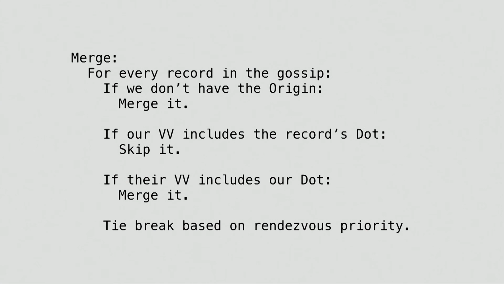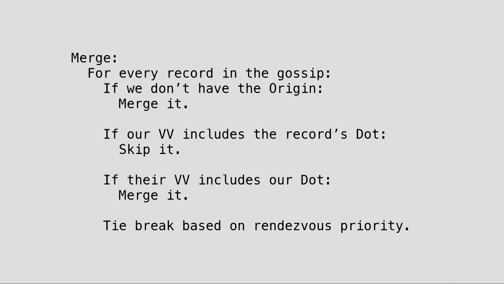And then we have our merge function, which is slightly more complicated, but still pretty easy. We iterate through every record in the delta. If we don't have that origin ID, that's easy, we just add it. If our version vector includes the dot associated with the record they just sent us, well, there's a race condition there. We already got that from someone else, so we can just throw it away.